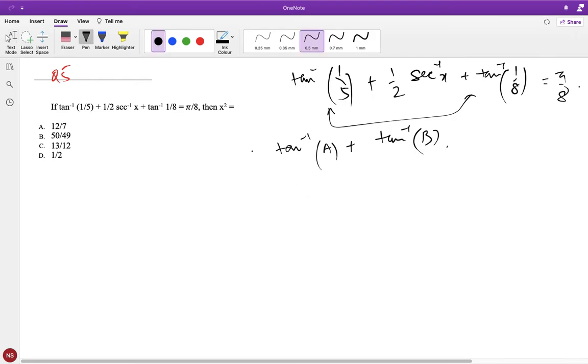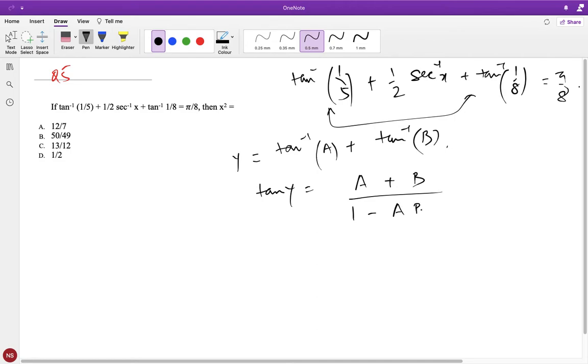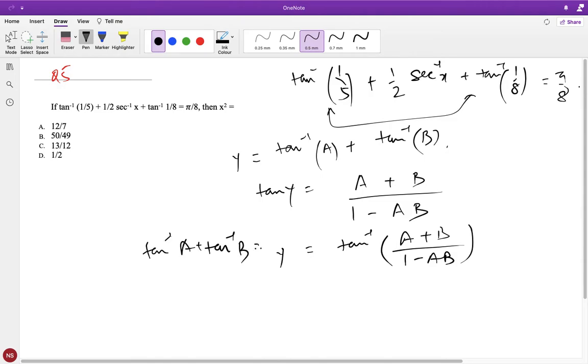Let us assume that this is y. So tan y is equal to tan of a plus b. Tan of a plus b is tan a plus tan b by 1 minus tan a tan b. So y is equal to what? Tangent inverse of a plus b by 1 minus ab. So tangent inverse of a plus tangent inverse of b is equal to this.